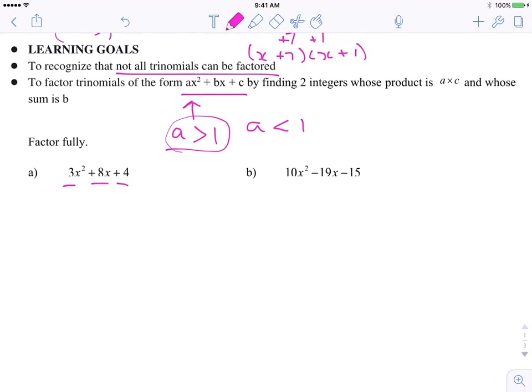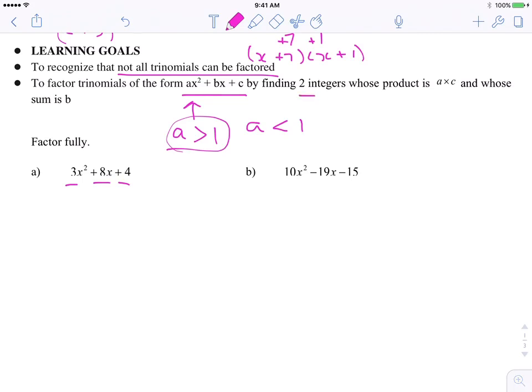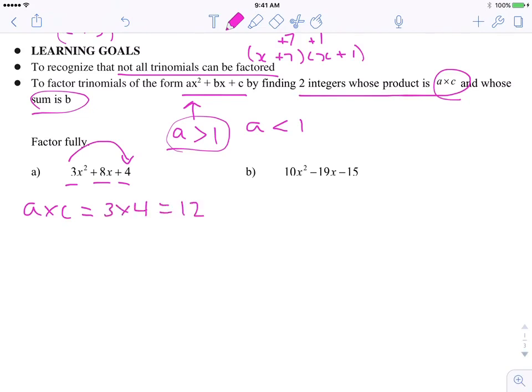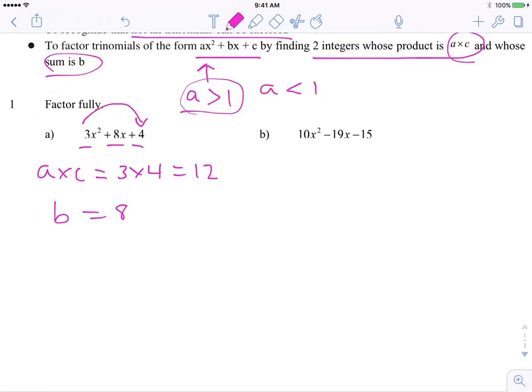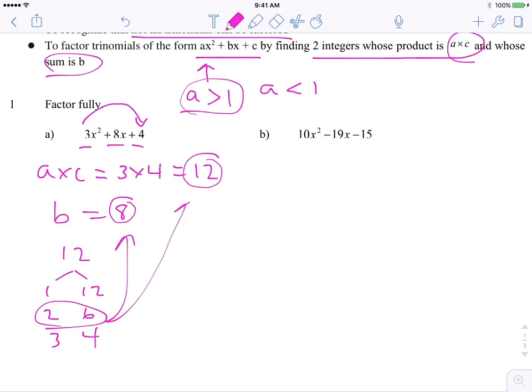So what do I do? I look at what it says here. It says to factor trinomials of the form ax squared plus bx plus c by finding two integers whose product is a times c and whose sum is b. So a times c in this case equals 3 times 4, which is 12. I have a product of 12, and I need a sum of b, which is 8. So what two numbers multiply to 12 and add up to 8? Looking at the factors of 12, 1 times 12, 2 times 6, and 3 times 4, 2 times 6 is what I'm looking for because that adds to 8 and multiplies to 12.